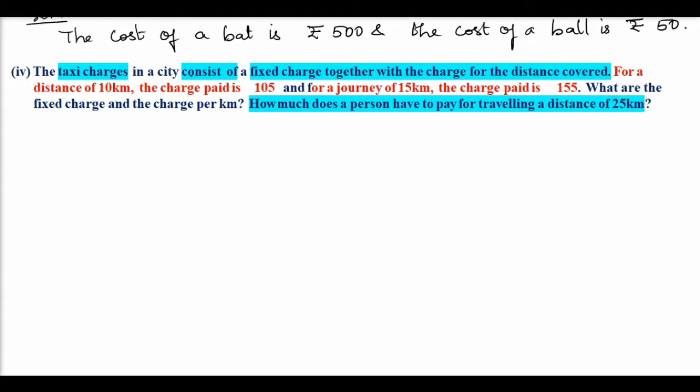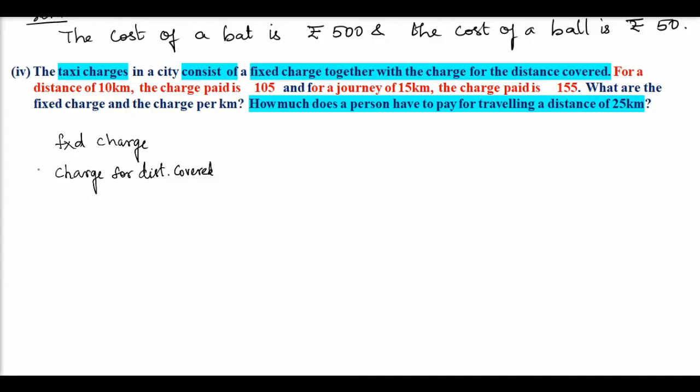Given the taxi charges in a city consist of a fixed charge together with the charge for the distance covered. That is, in a city, if you have to use a taxi, you have to pay two charges. The one is the fixed charge, just like rent, and then the charge per kilometer, the charge for distance covered. So if you want to take a taxi, you have to pay both these charges. Okay, and the problem is to find the fixed charge and the charge per kilometer.